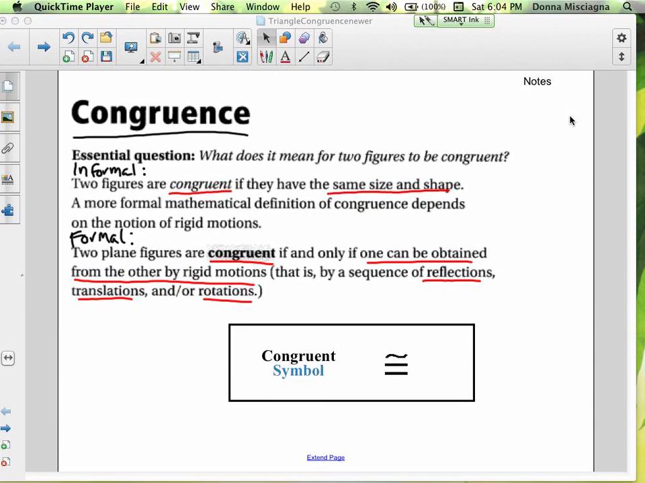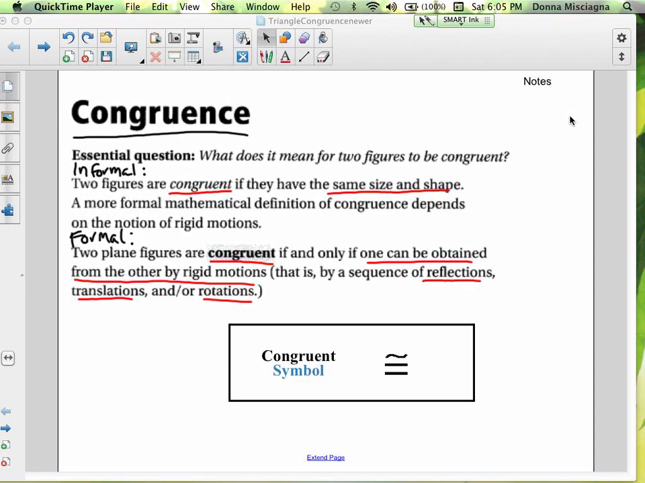It just kind of describes it, right? But it's not one that we could prove. It's a little vague. So it's just to kind of get an idea in your head. So informally, two figures are congruent if they have the same size and shape. That's a little hard to prove mathematically. If it wasn't so vague, then we could prove it more easily. So a more formal mathematical definition of congruence depends on the notion of rigid motions, and that we can use to prove two figures are congruent.